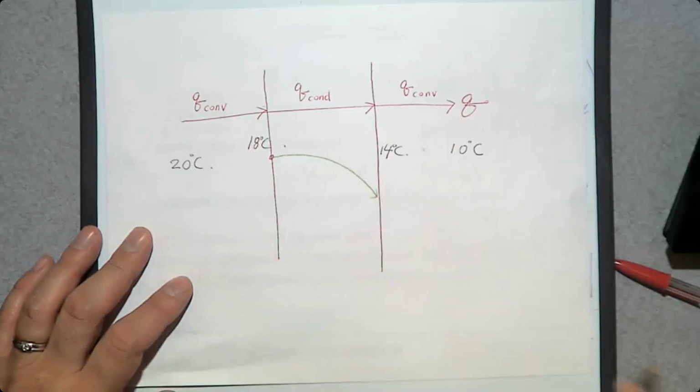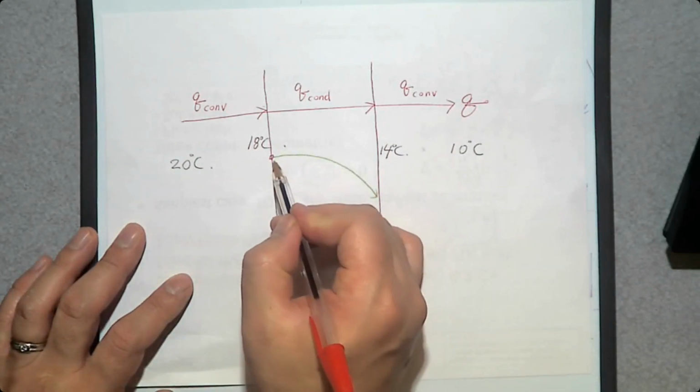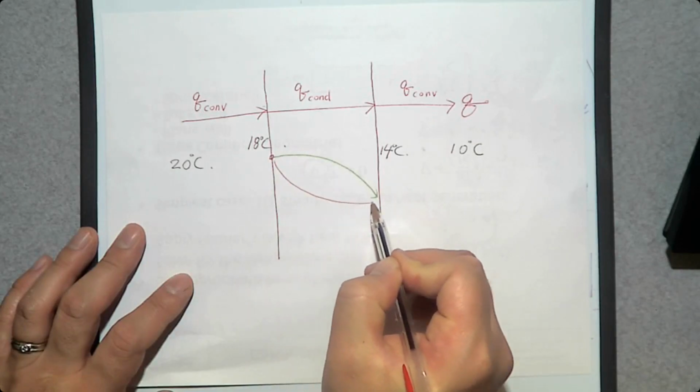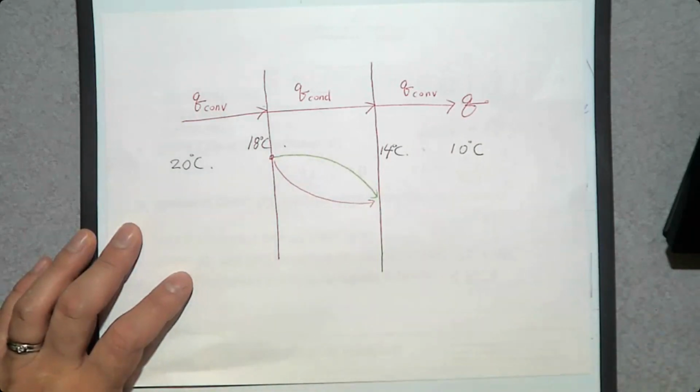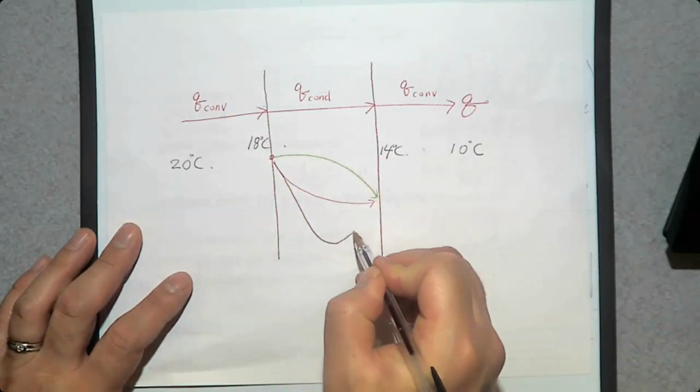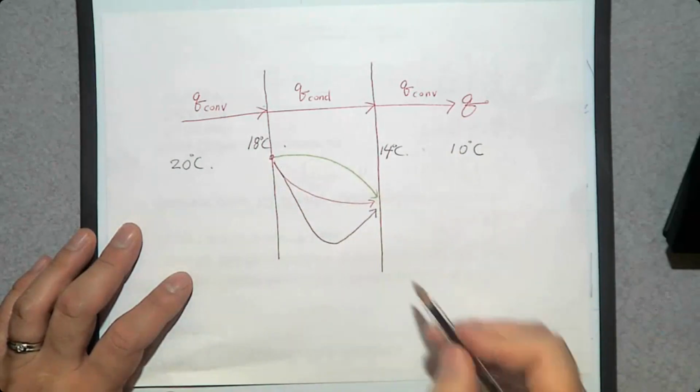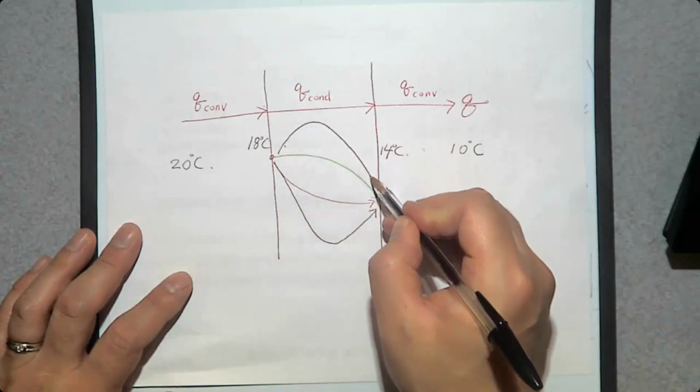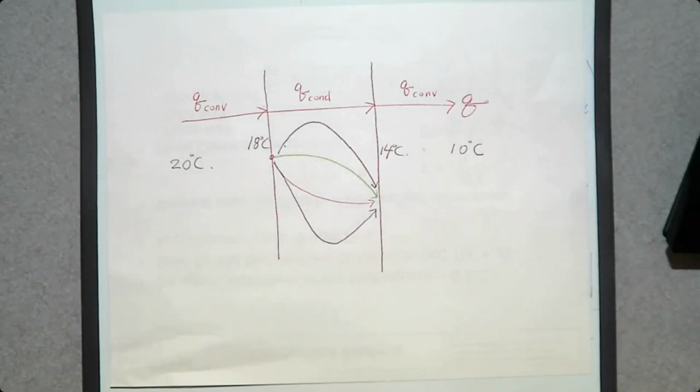This way, or this way, or this way, or this way. So such as 18, 17, 16, 15, 14, 13, 12, 13, 14. Is it the temperature distribution? No. Then this red, this green, how do we know?